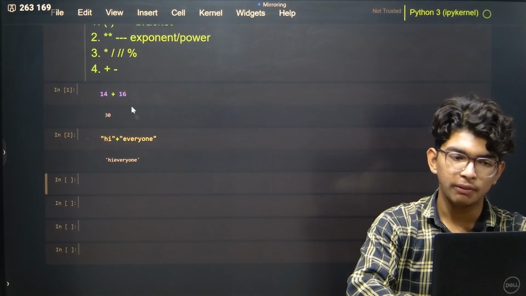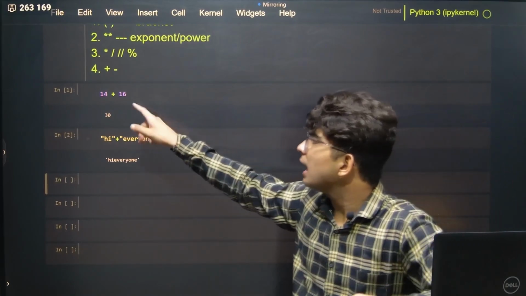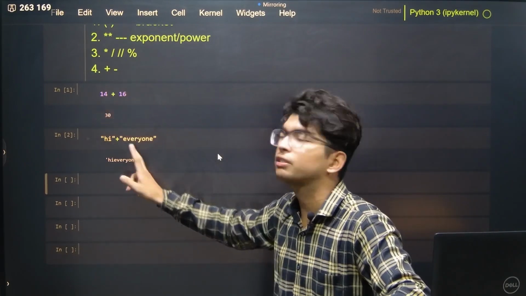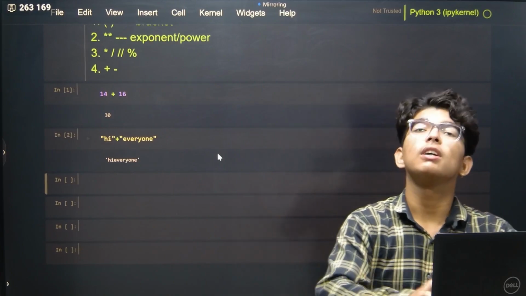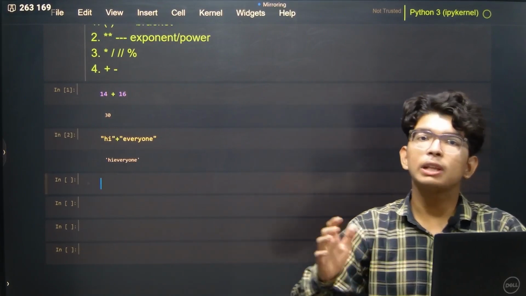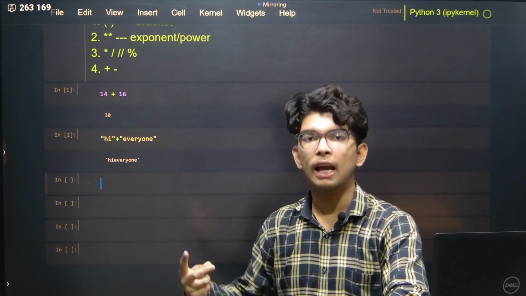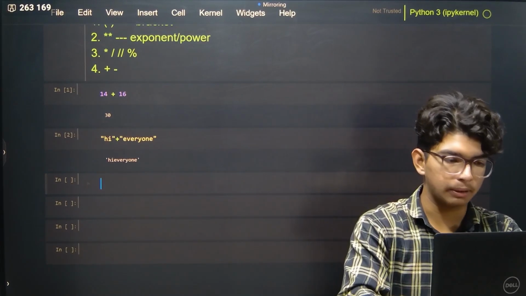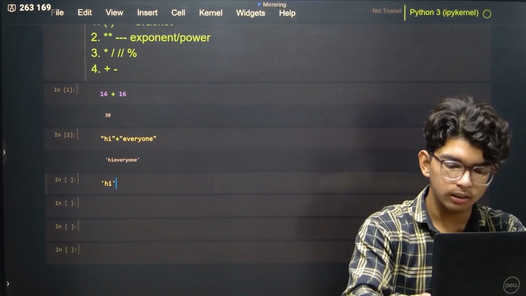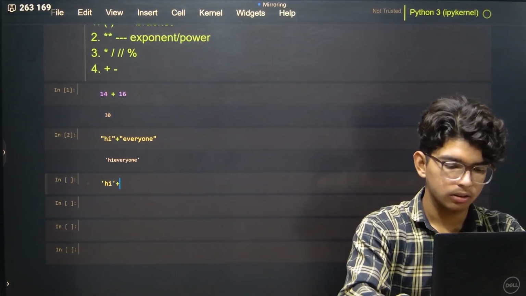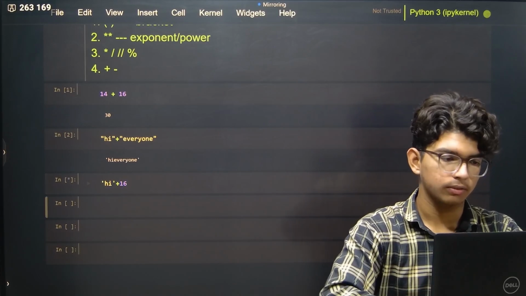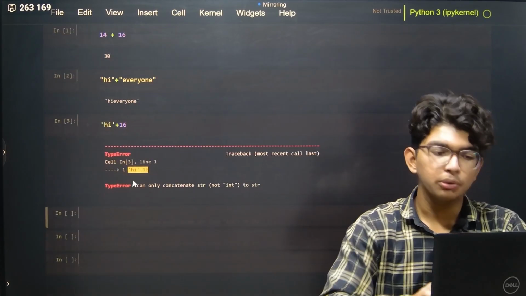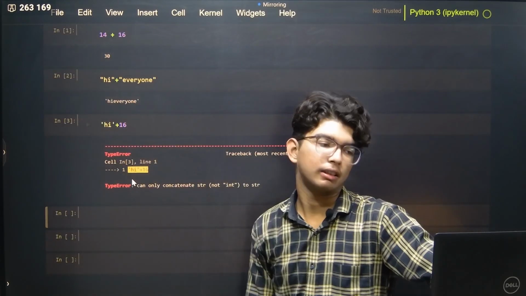Now we have done this exercise. We see addition can be used with integers and with strings. Now let's try one string and one integer and see what will happen. Hi, then 16. You see, we got a type error.